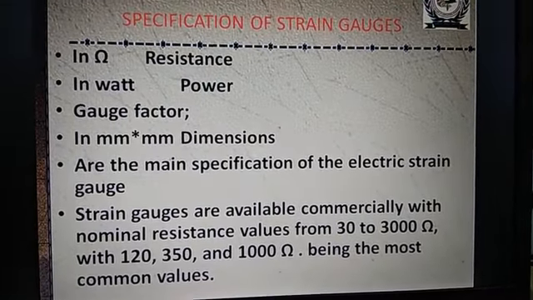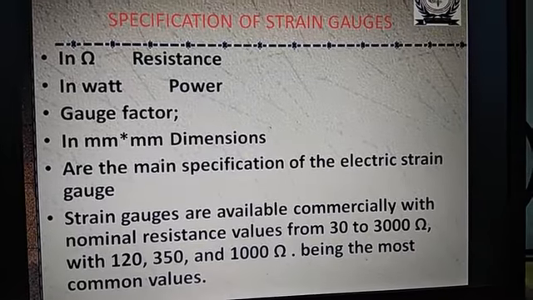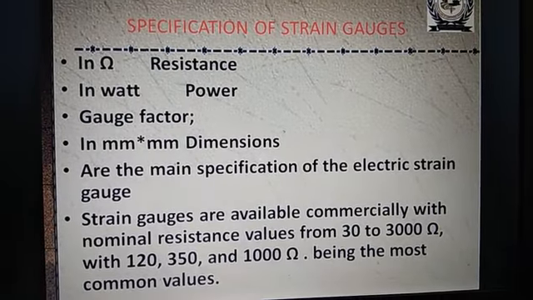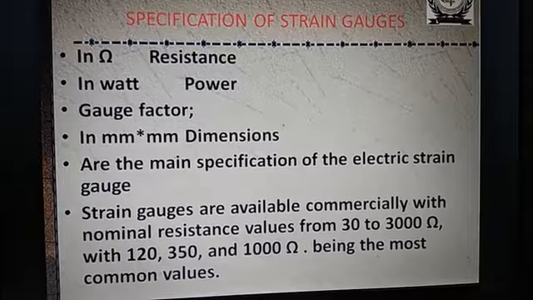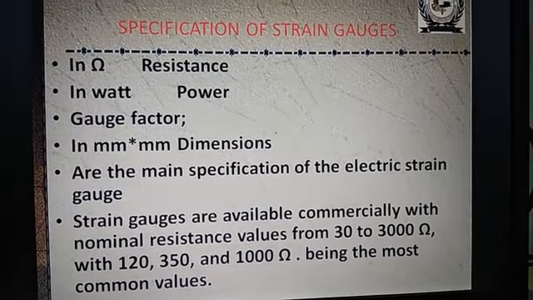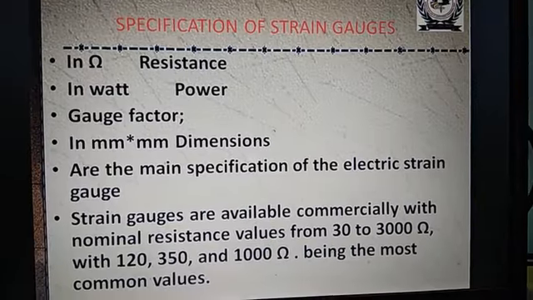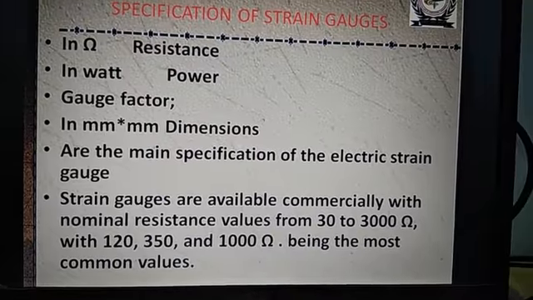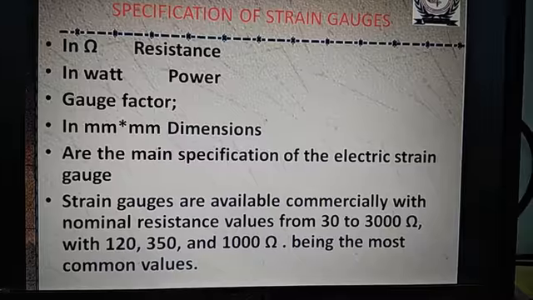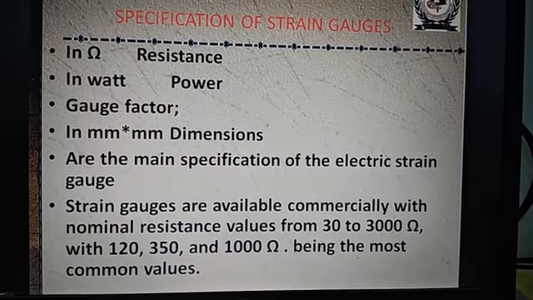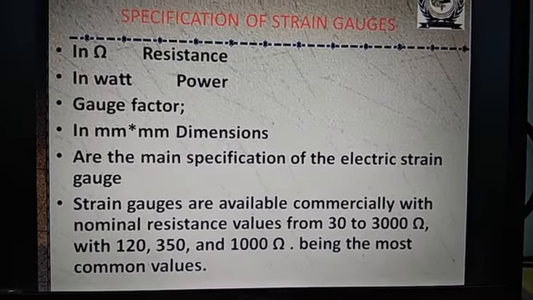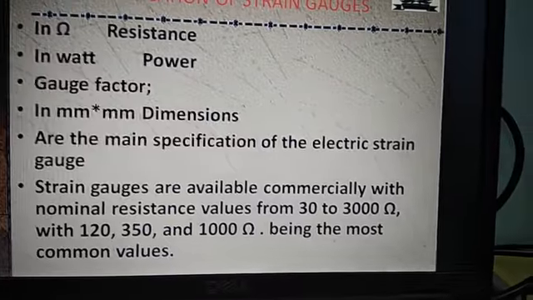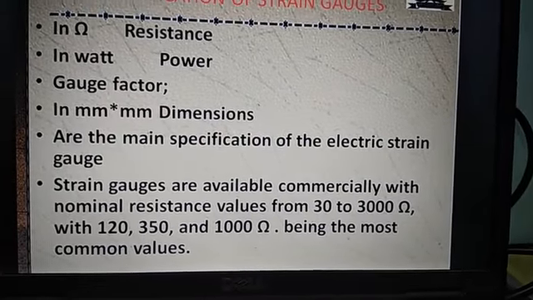Specification of the strain gauges. Resistance in ohms, power in watts, gauge factor, and dimensions in mm by mm are the main specifications of the electric strain gauge. These are the specifications.